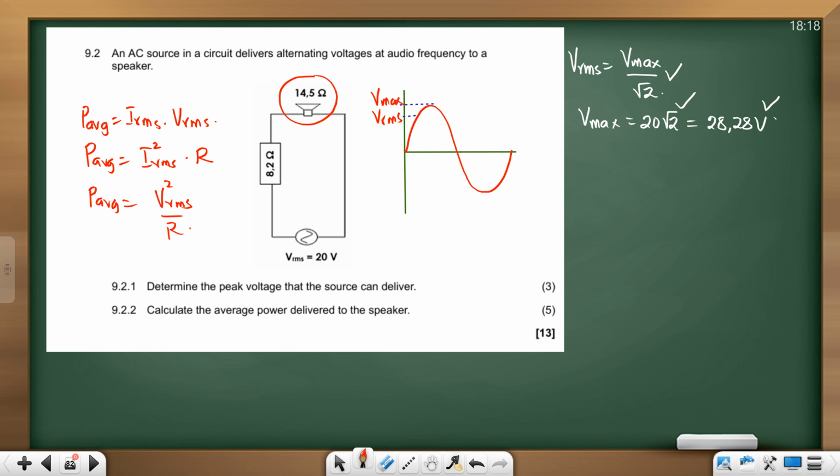Since these things are connected in series, the current would be what? The same. So let's calculate the total current here. I total. What do we know? V equals to what? IR. 20. What is my resistance? 8,2 plus 14,5. Do you want to give me an answer? What's my current? 20 divided by all of that. Sorry? Zero comma?